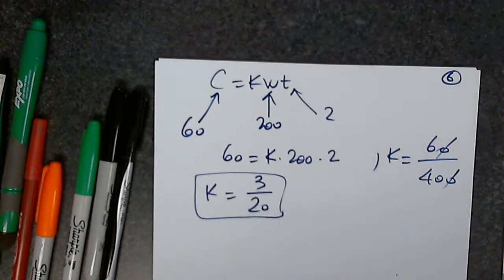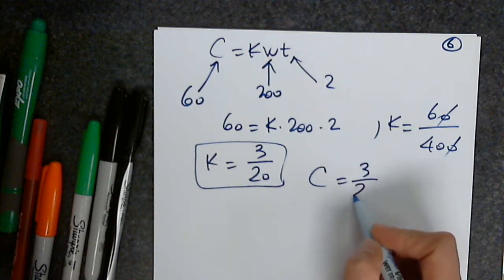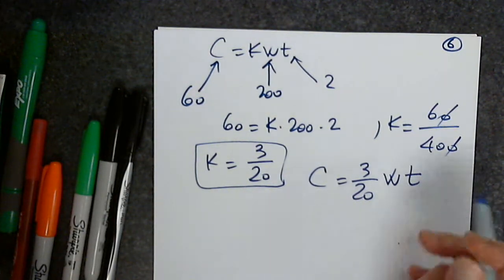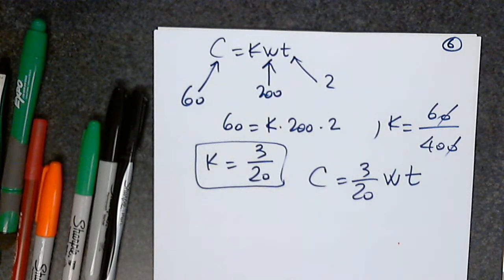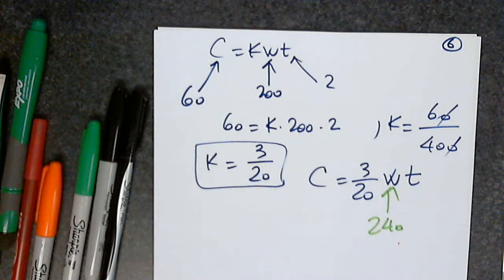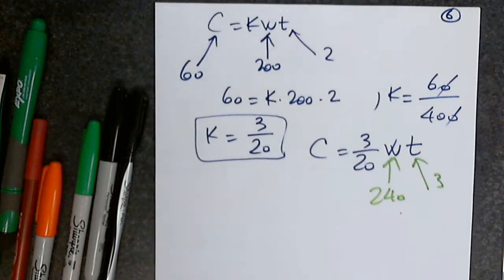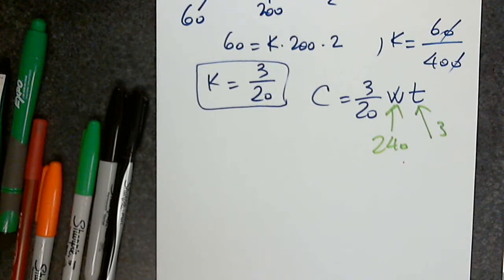This will not help if I don't go back and write the new equation, the actual equation. C equals 3 divided by 20, WT. And now I can read on and try to answer the question. Find how many cars 240 workers will produce in 3 hours. How many cars will 240 workers be able to produce in 3 hours? What do I do?